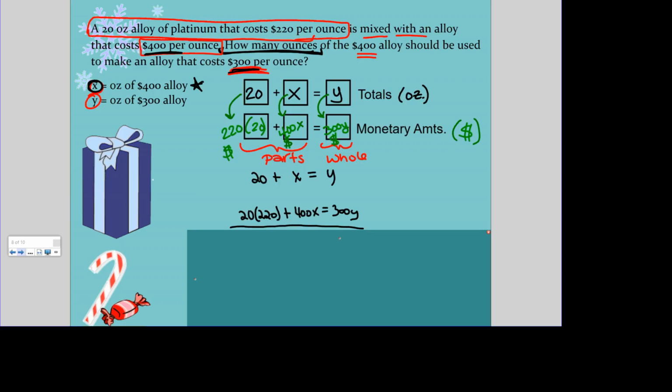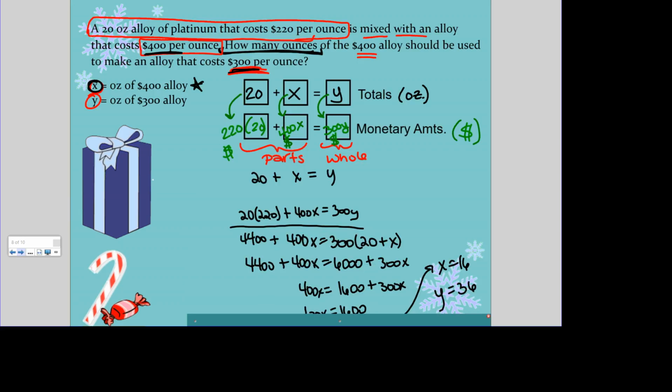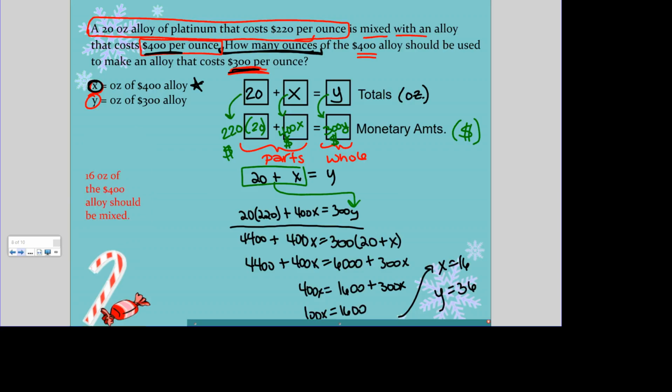Okay, so hopefully you used substitution because Y was already isolated right here. So all we had to do was take this and replace Y with it and distribute and solve. That left us with X being 16 and Y being 36, meaning that we needed to have 16 ounces of the $400 alloy to be mixed. So X of 16 is really the one that we absolutely needed because that's what it was specifically asking for. But there were 36 ounces total at the end. Okay.